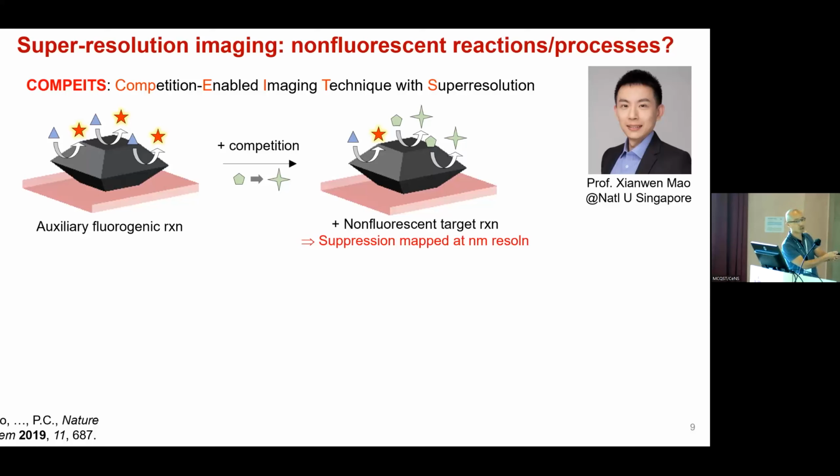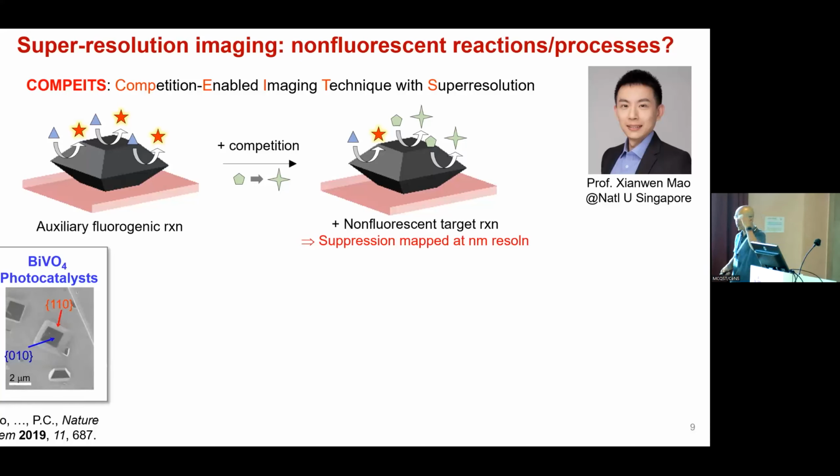And the magnitude of that suppression essentially informs us about this competing reaction that does not carry a fluorescent signal, okay? So we decided to implement this to look at photoelectrocatalysis or photocatalysis on bismuth vanadate particles. They have well-defined morphology, and one can assign surface facets just based on the shape of the particle.